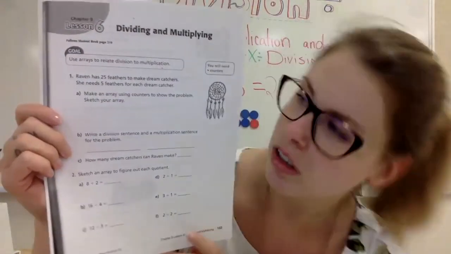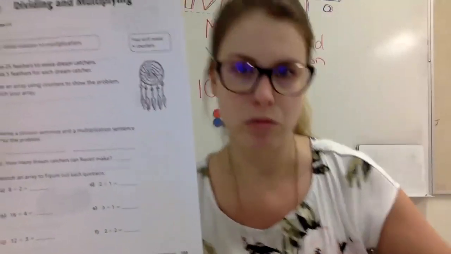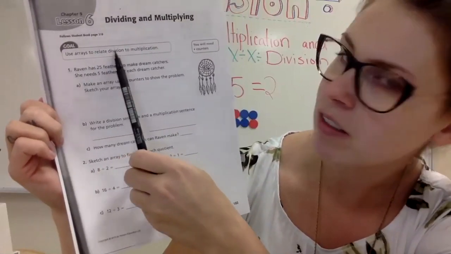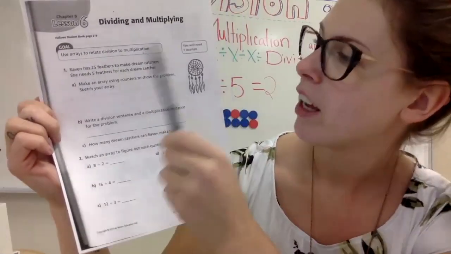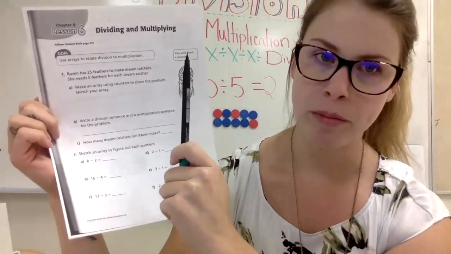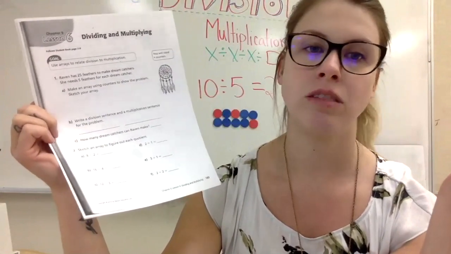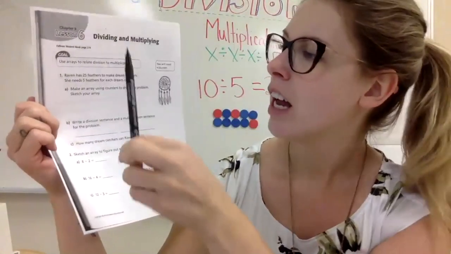So you should be on this page with a little dream catcher on the side, 183, and we're just going to go through it together. So it says, our goal is still to use arrays to relate division to multiplication, same thing. You can use counters if that works for you. Remember, counters could be Legos, Cheerios, beads, anything.